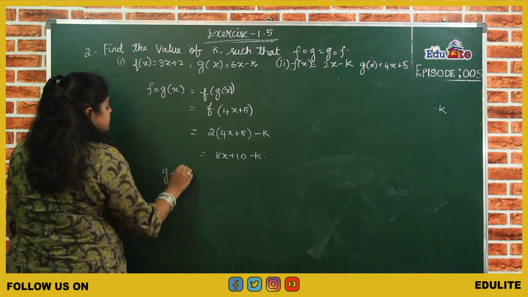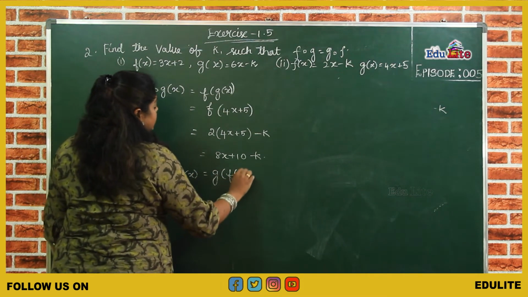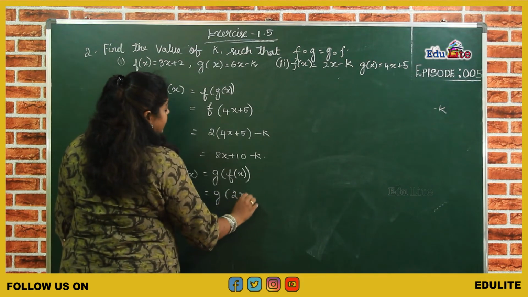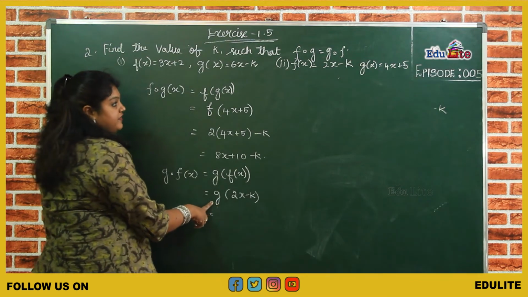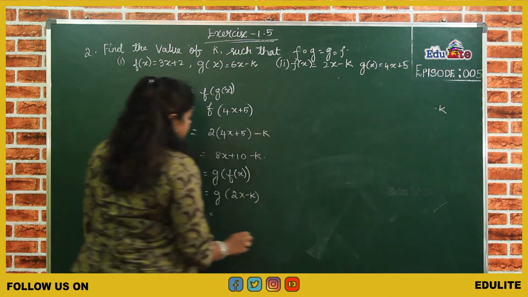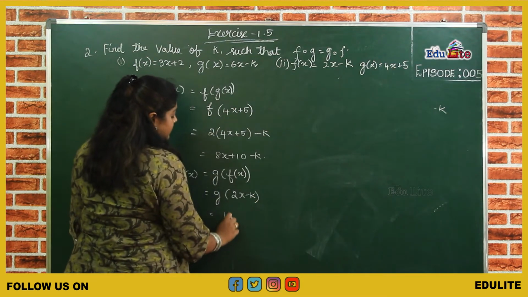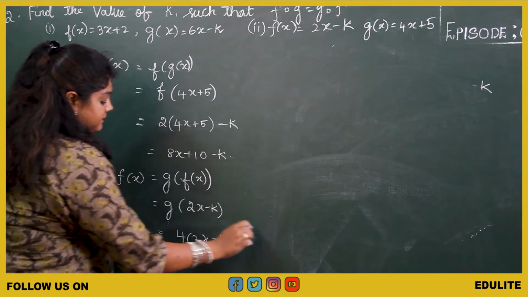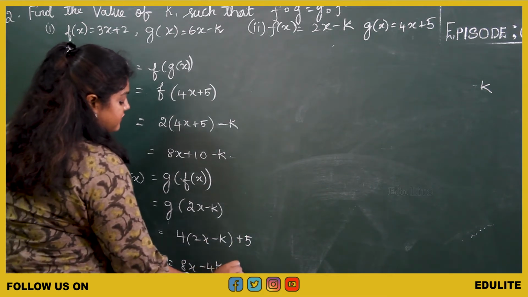Next, g composite f can be written as g of f of x. So g of f of x value is 2x minus k. Now we have to use the g of x function where it is 4x plus 5. So in place of x we have to substitute 2x minus k: 4 into 2x minus k plus 5, 8x minus 4k plus 5.